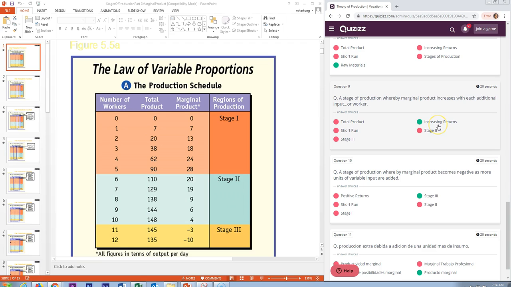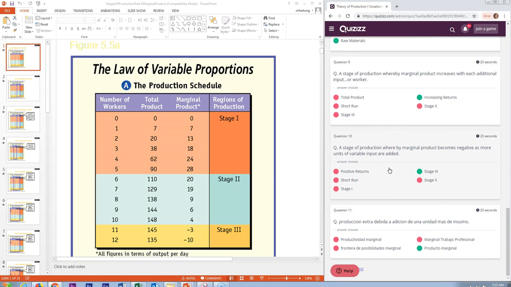Increasing returns. Okay, so this is referring to some stage of production here. Marginal product increases with each additional input, or in this case, workers. And of course, that was stage 1, increasing returns or increasing marginal product. Question 10. Stage 3, marginal product becomes negative. There it is right there.